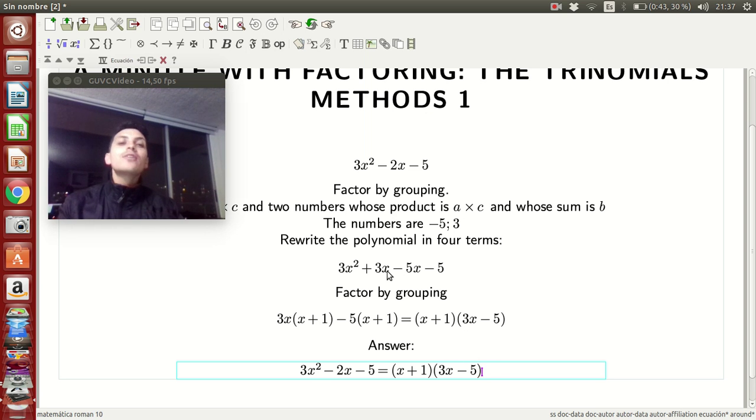This is the first way to factor trinomials. This is the method that, for me, is the easiest one because it includes factor by grouping, but we're going to explore more methods in other videos on factoring.